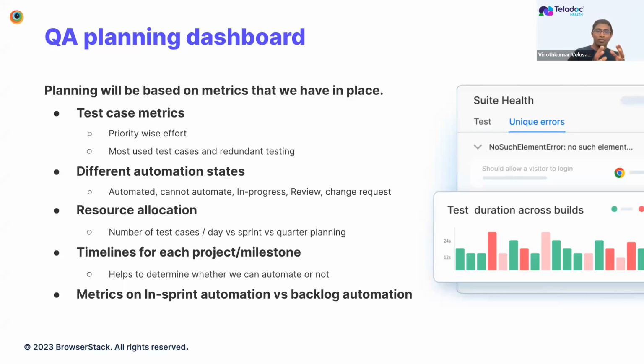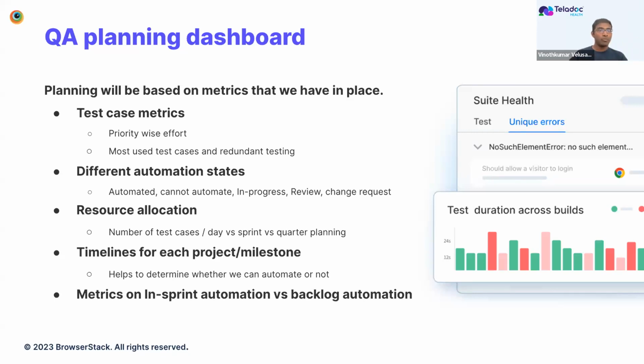So for that, what you have to do is the use case. The use case, priority wise, you need to talk about the use case. Most of the test cases are redundant, and the manual testing team keeps on doing that. So those types of test cases you can automate first. So those parts come in the dashboard.